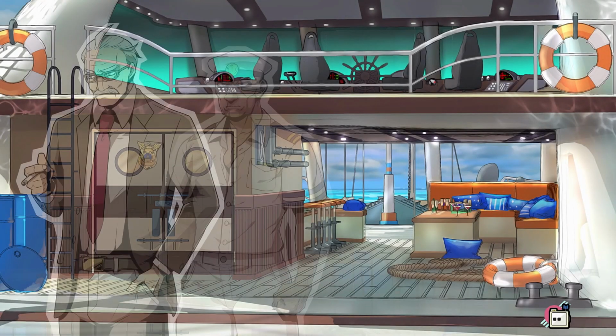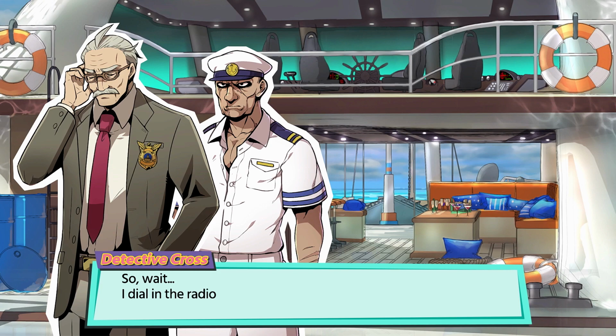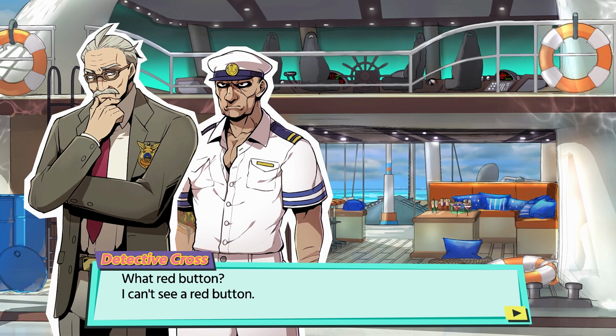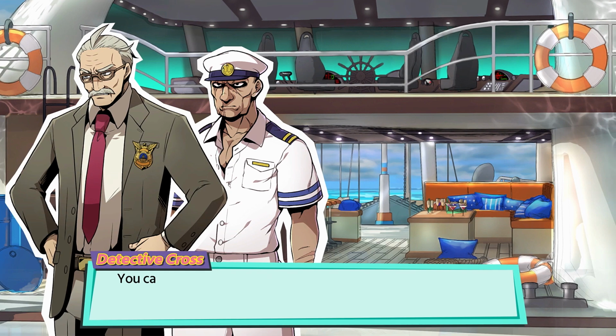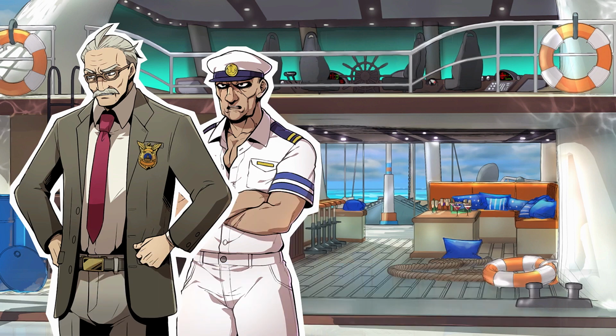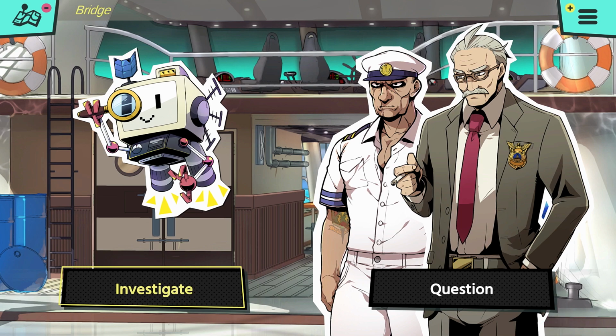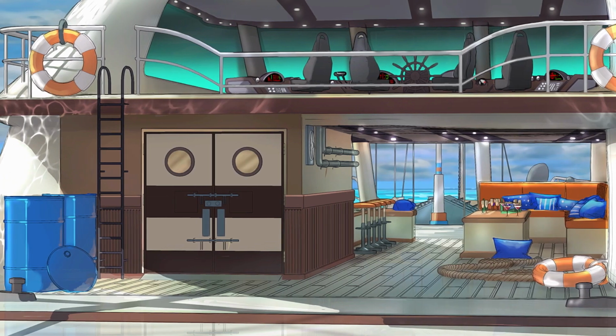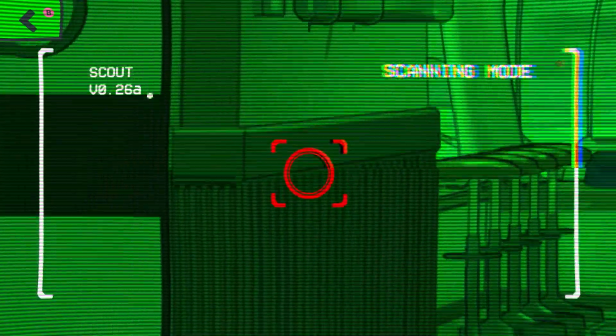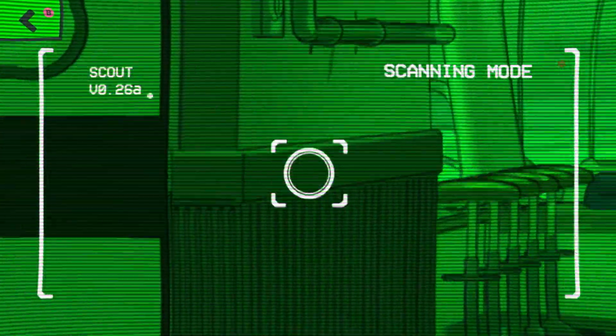Okie dokie, to the bridge. So wait, I dial in the radio frequency here, and then what? Press the red button. What red button? I can't see a red button. On the left. You call that red? That's orange. When did technology get so damn complicated? That was very fast. We'll keep looking around, and then we'll go talk to Detective Man.